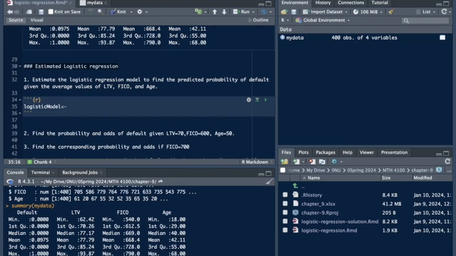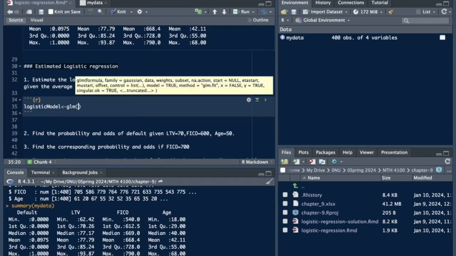When you estimate the logistic model, we are going to use a function called GLM, Generalized Linear Model. Actually we can use this function for regression as well, but we can use it for many other linear models. One of them is the logistic regression. This function contains many arguments, but we're only going to discuss three: the formula, the family, and the data.